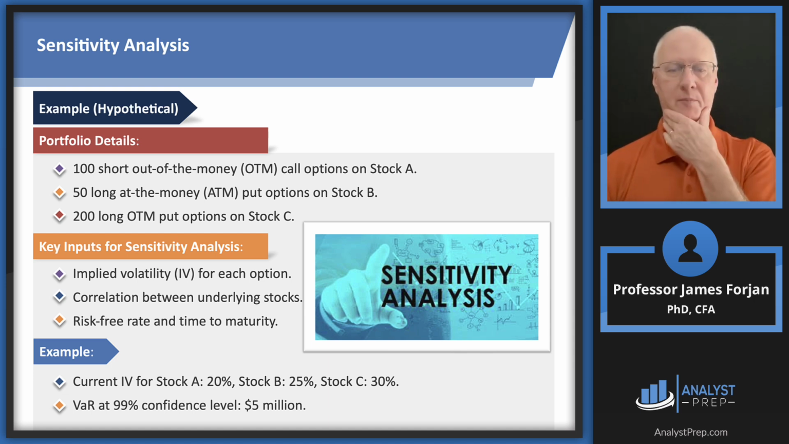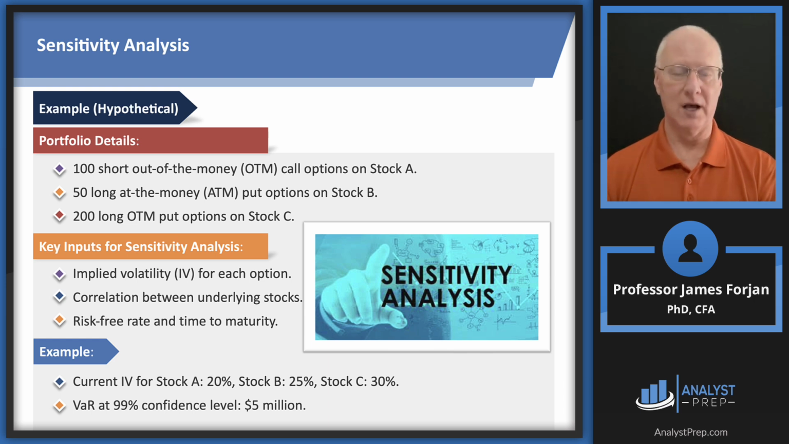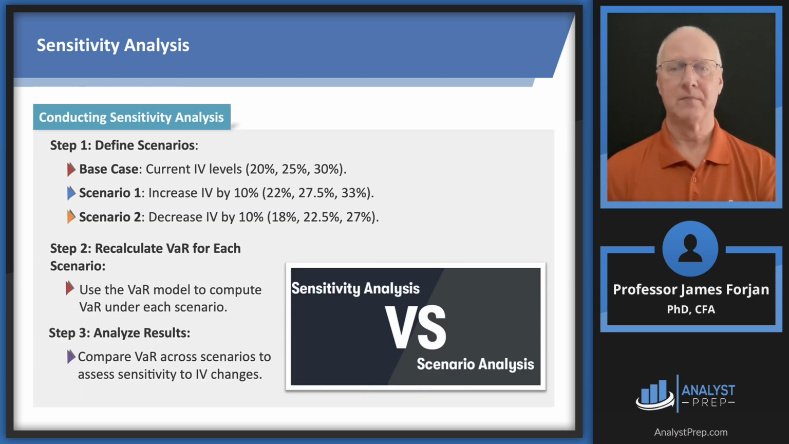So look down at the bottom. Suppose we've got 20, 25, and 30% for those implied volatilities, and there's a $5 million value at risk at the 99% level. And by the way, the very first sentence or so in this chapter reminds us that way back in 1996, the Basel Committee established that 99% confidence level. So let's go ahead and increase or decrease by 10%. So there you go, scenario 1 and scenario 2.